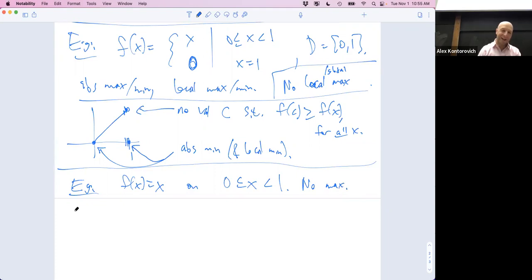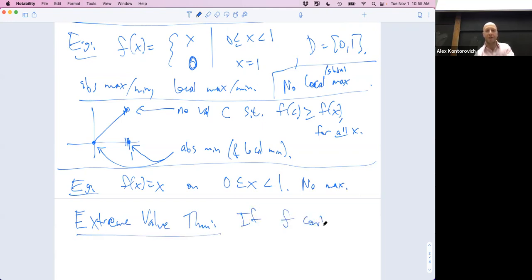Okay, let's state, we're not going to prove, unfortunately, something called the extreme value theorem. It's a very important theorem. It says that if f is continuous on a closed interval, what's important here is that the interval is closed, a to b. Unlike this interval, exactly as in your question, Alyssa, which is half closed, but also half open.